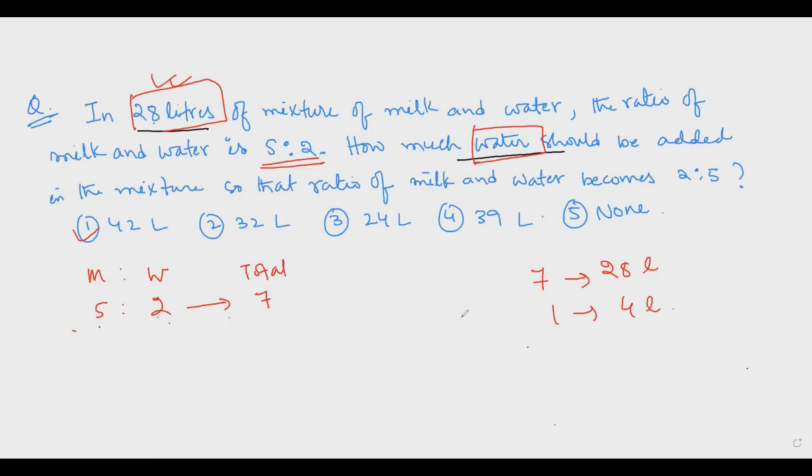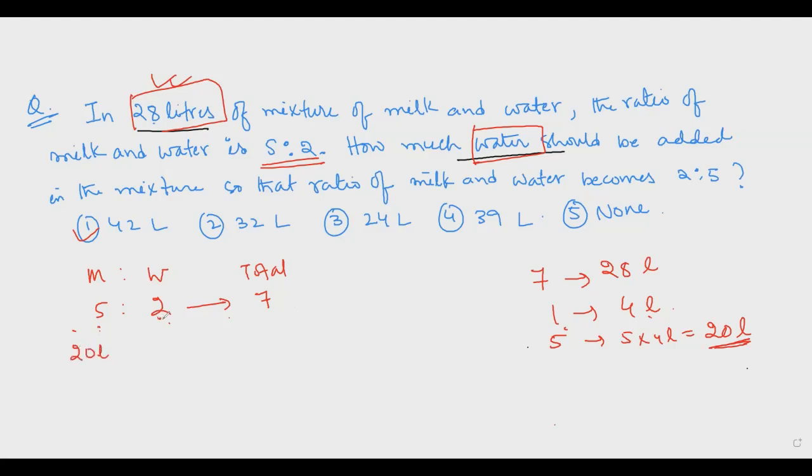Now 1 is equal to 4 liter. So what is this 5? 5 will be equal to 5 into 4 liter, 20 liter. That means 5 in actual is 20 liter.